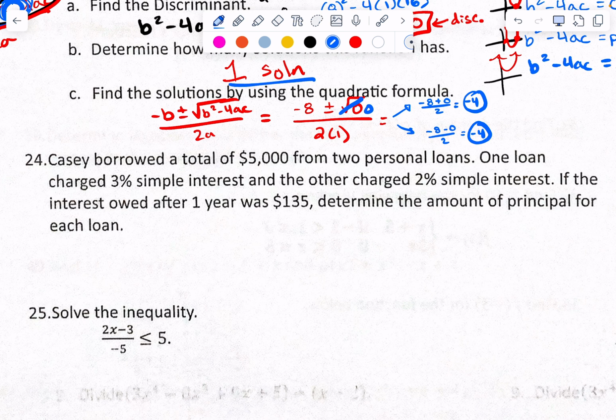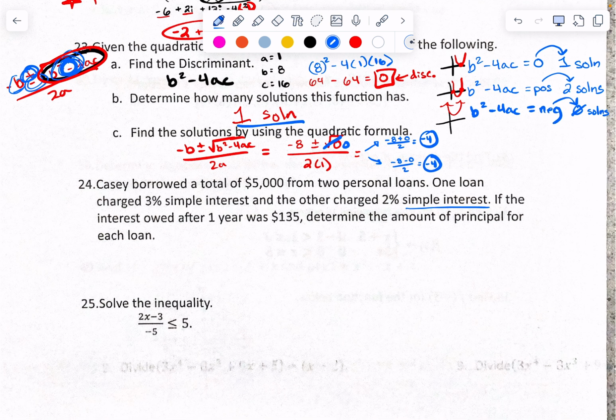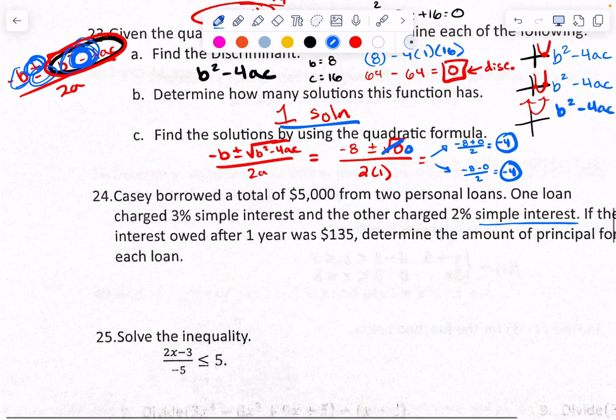Okay, I'm just looking ahead at 24, and we're talking about simple interest, right? Do you know how to calculate simple interest, or what the formula is? It's not PERT, that's compound interest. It's smaller than that, just PRT: principal rate time. PERT would be like to the power or whatever. So interest is principal rate time, okay?